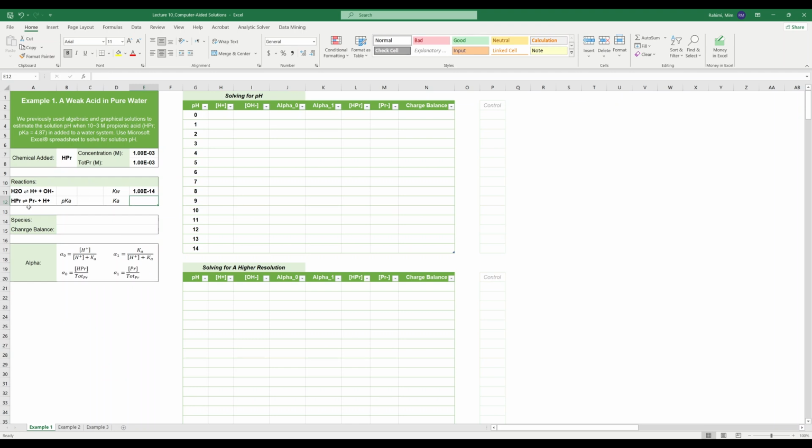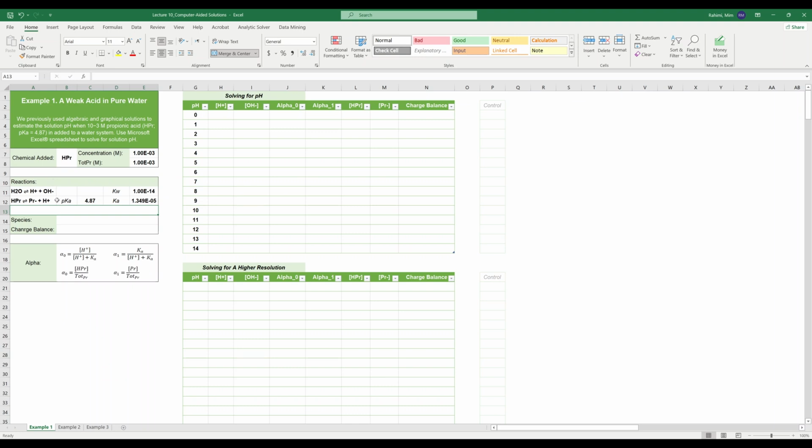And then we have this acid dissociation, HPR going to PR minus and H plus, and the pKa value is given as 4.87. But as you saw in most of the calculation, we actually prefer a Ka, so that's basically 10 to the minus the value of pKa.